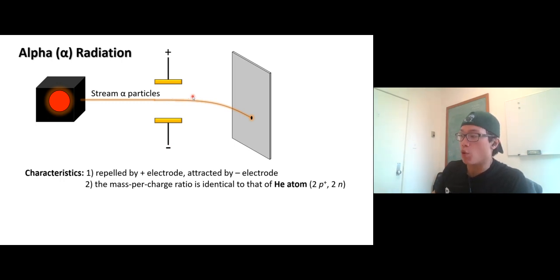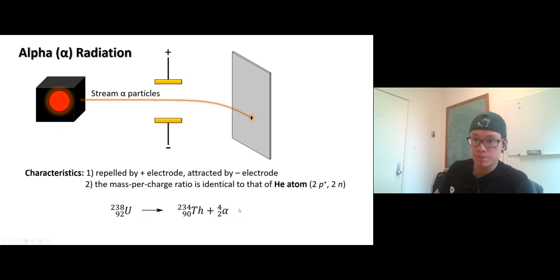Positive. So with the mass per charge ratio, the alpha particle is identified as the nucleus of a helium atom, so 2 protons and 2 neutrons. Now I'll give you some examples. If you look at the mass number, it is reduced by 4, and the atomic number is reduced by 2.